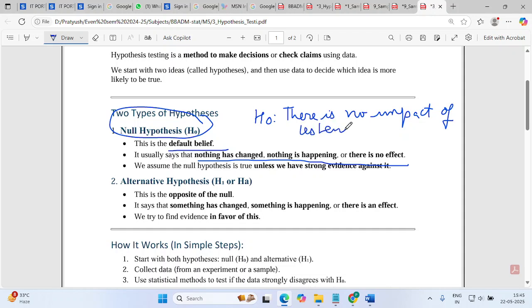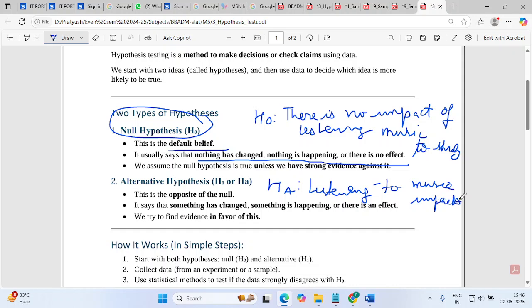This will be your null hypothesis. And your alternative hypothesis will be that listening to music impacts your study. It can be a positive impact, it can be a negative impact, or we can be interested in only one side, only positive impact, or only negative impact, but there is an impact.